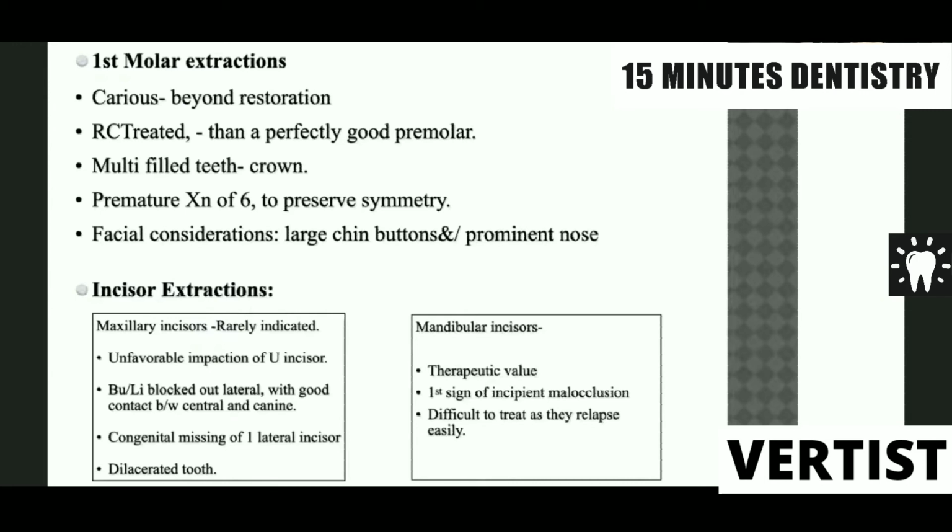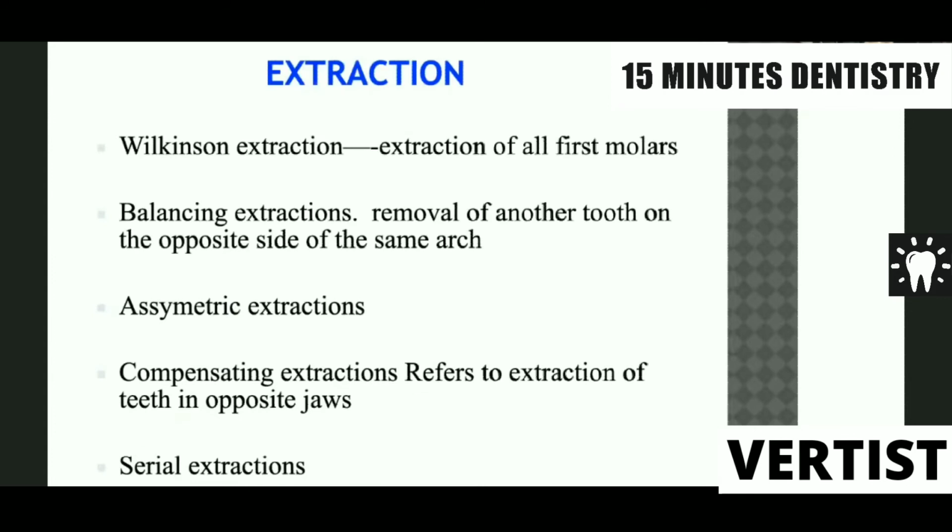First sign of incipient malocclusion you could extract, but it is difficult to treat, and because they relapse very easily, it is generally not extracted. Other extractions that you need to know about are the Wilkinson's extraction, which is the extraction of all the first molars, the balancing extractions, which is the removal of another tooth on the opposite side of the same arch, asymmetric extractions, compensating extractions, which refers to the extraction of the teeth in the opposite arch, and serial extractions.